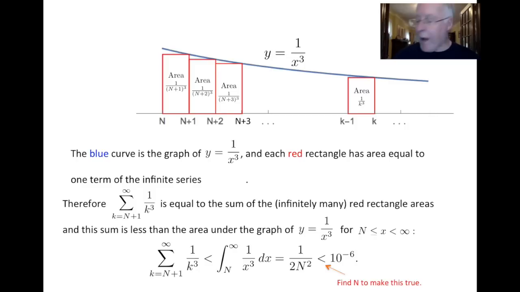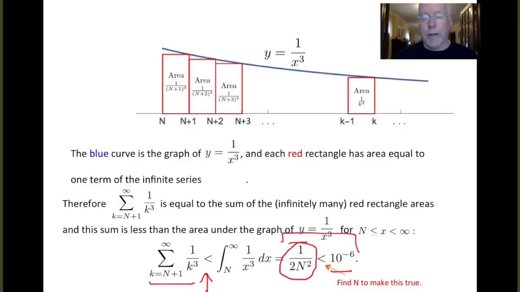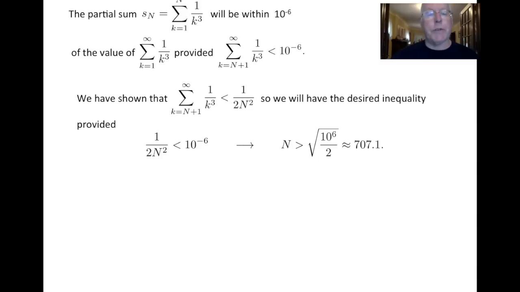And now, again, remember we want to make this error less than 10 to the minus sixth. And because of the way this inequality runs, we're instead going to say, well, if we can make this thing less than 10 to the minus sixth, then the error sum is less than 10 to the minus sixth. So we're going to focus on solving this inequality. And that's very easy to do, as we see here.